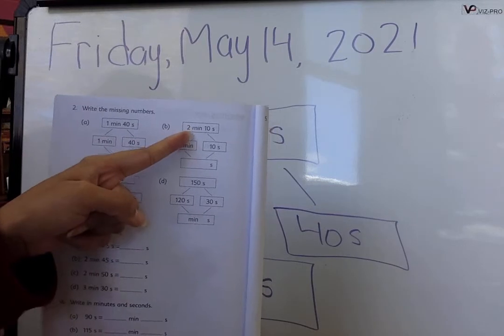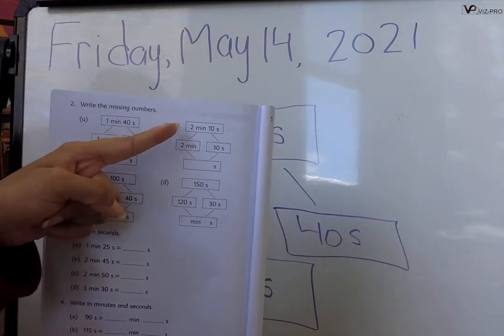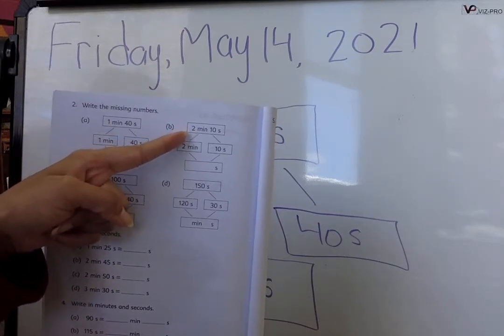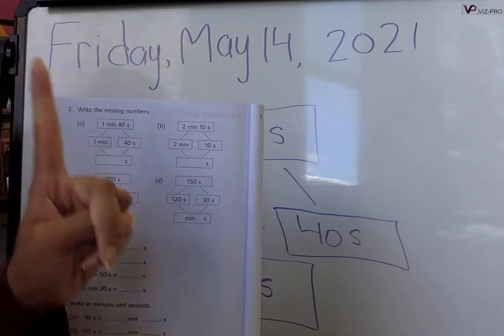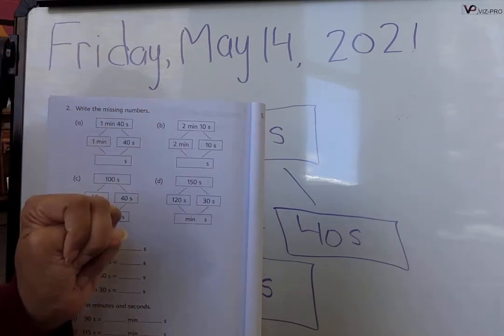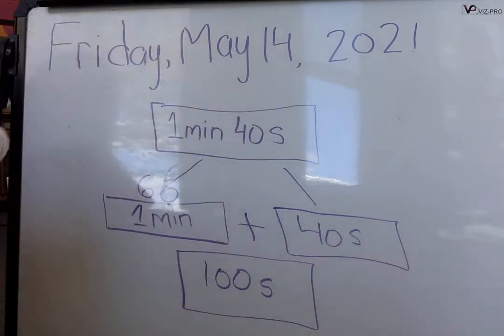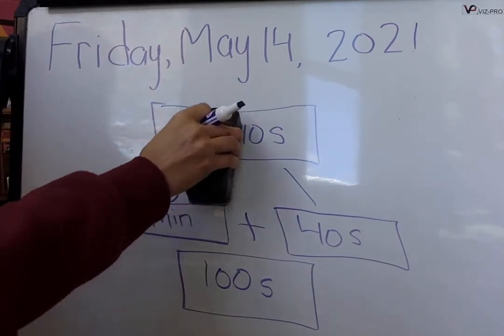When they have given you 2 minutes, what do you need to know? 2 minutes equals 120 seconds, or 2 60s. 1 minute, 60 plus 60, it gives us 120, right?